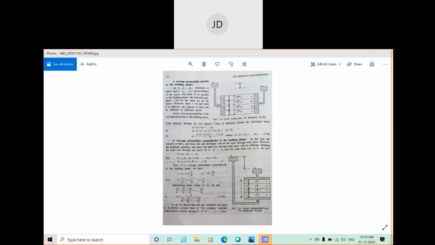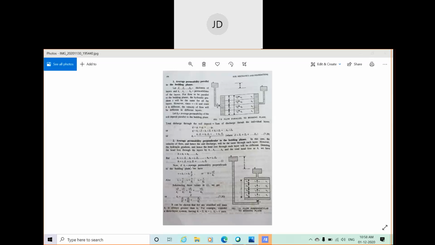So H1 by Z1 is represented by the hydraulic gradient I1 for layer 1. Indirectly we can write H1 equal to I1 into Z1. Similarly, H2 equal to I2 into Z2, and so on. So in the equation H equal to H1 plus H2 up to Hn, in place of H1 we can write I1 Z1, in place of H2 we can write I2 Z2, and so on. So you can write this as equation number 1.